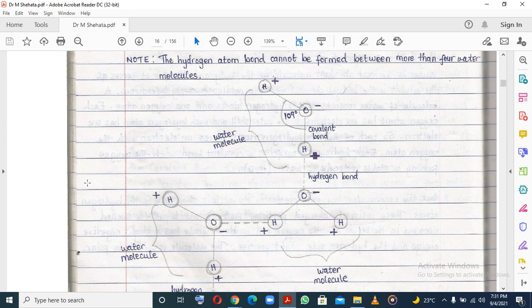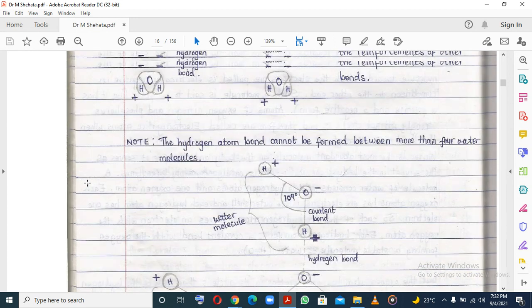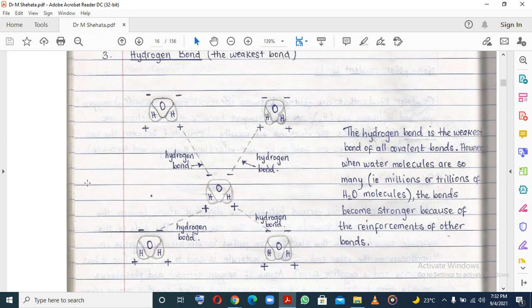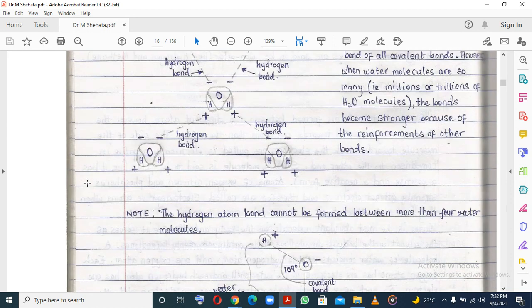Something that I mentioned yesterday was also that hydrogen bonds cannot be formed between more than four water molecules. So that's why I was saying each water molecule is going to be surrounded by how many? By four other water molecules, right? So they love that for a multiple choice question.